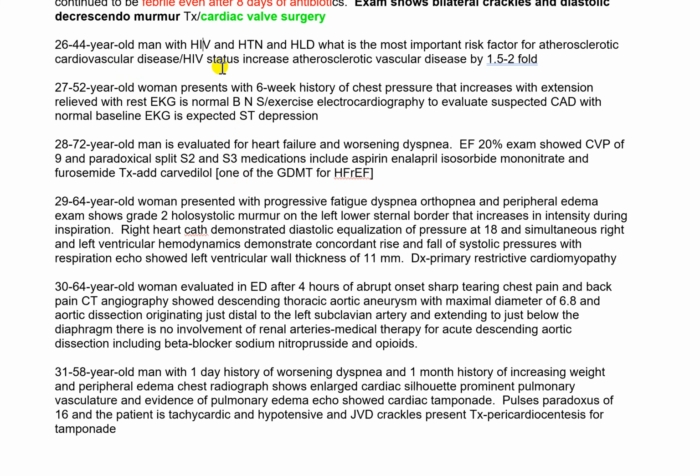Now we have a middle-aged gentleman with HIV and hypertension and hyperlipidemia. What's the risk factor for atherosclerotic disease? Oh, HIV. Yeah, excellent. I want you to be aware that HIV increases the risk because it's an inflammatory state. Any inflammatory state in the body increases the risk for coronary artery disease, because coronary artery disease is basically inflammation in the endothelial vessels that triggers atherosclerosis and heart attack. So HIV, rheumatoid arthritis, all these things they like to ask about.